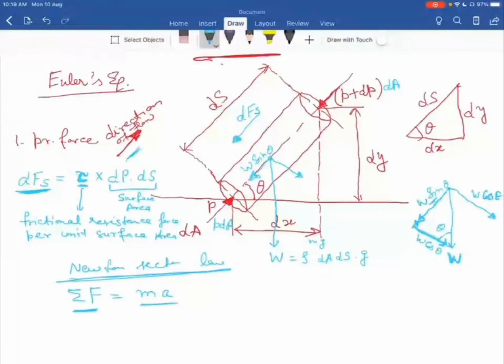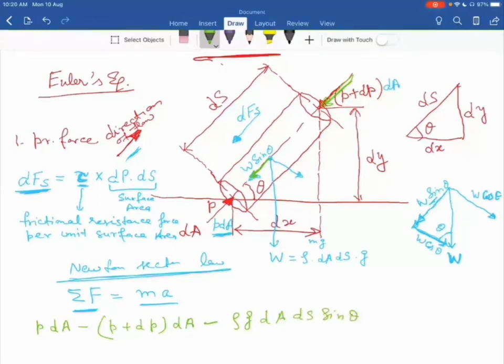Okay, so in the direction of flow, first the pressure force, here is PdA. In the direction of flow, I write it with positive sign. So PdA, then this force in the opposite direction, minus (P plus dP) into dA. Okay, plus body force. Now body force here is W sin theta. Now this is in the direction opposite to the flow, so this force comes again with negative sign, and it comes out to be rho g dA ds sin theta.